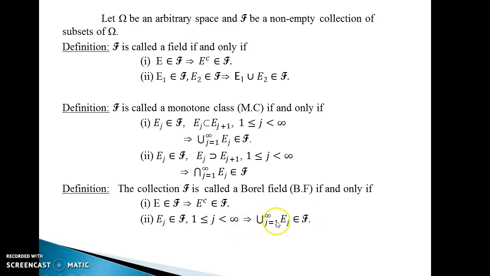Now compare this second condition with the monotone class. Here also we have a countable union, but with the additional condition that our collection must be a monotonically increasing collection of sets. But here there are no such conditions. So if we consider any countable collection, then their union must be in F. This is the definition of Borel field.